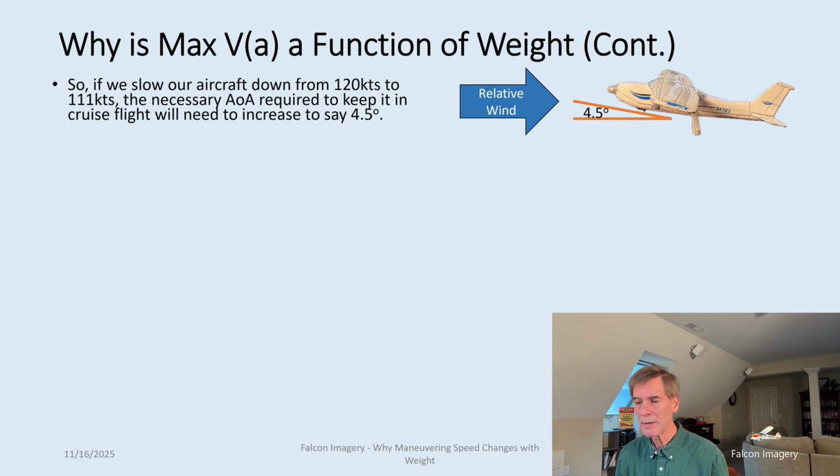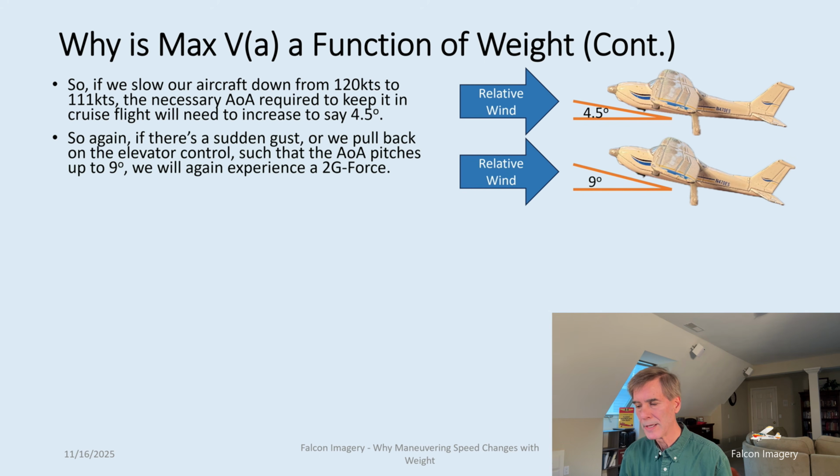So if we slow our aircraft down from 120 knots to, let's say, 111 knots, the necessary angle of attack required to keep the aircraft in cruise flight will need to increase to, say, 4.5 degrees, roughly. Just making an estimate there. So again, if there's a sudden gust or we pull back on the elevator control abruptly, such that the angle of attack pitches up to, let's say, 9 degrees, we will experience about 2 Gs.